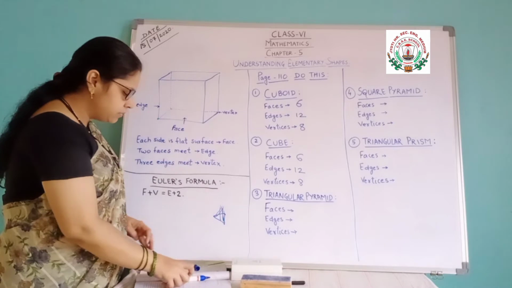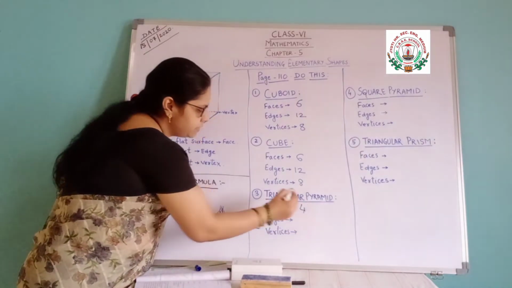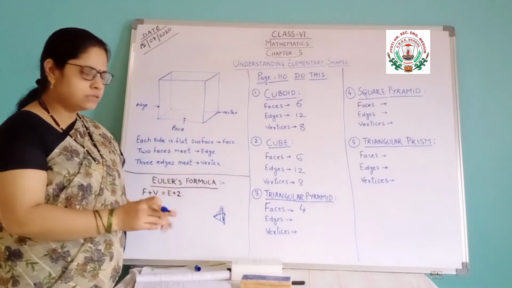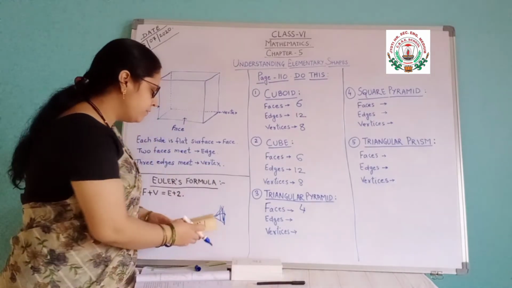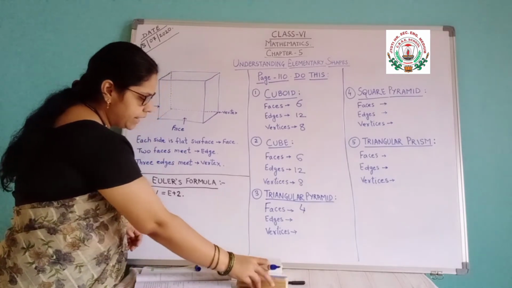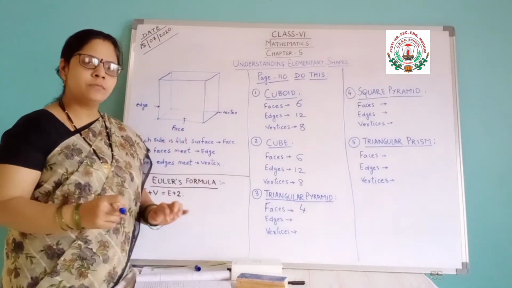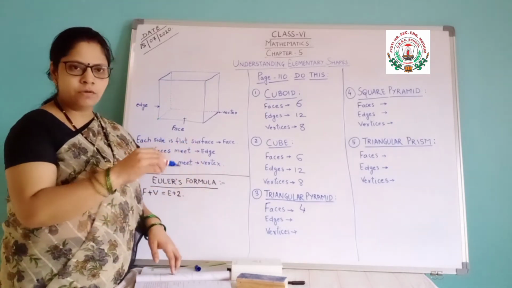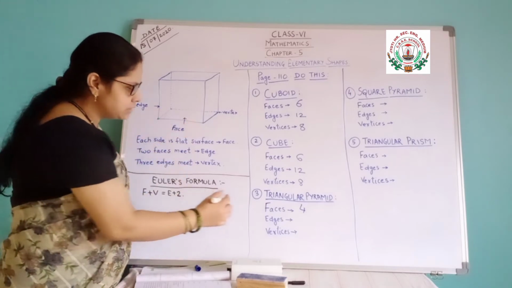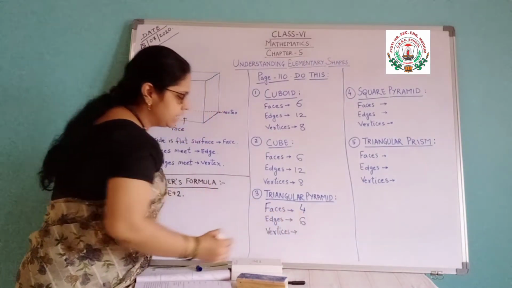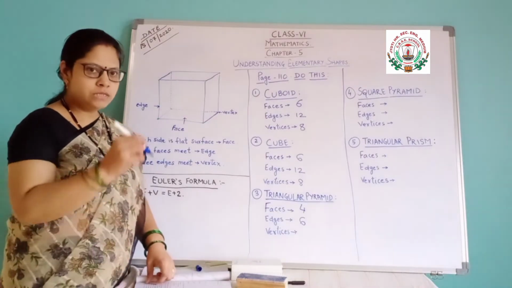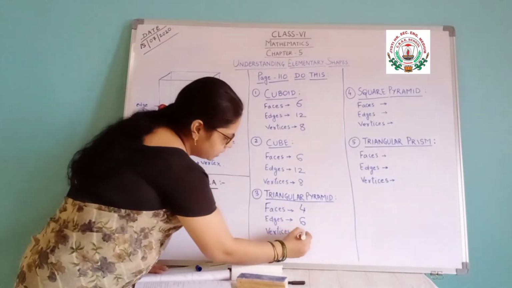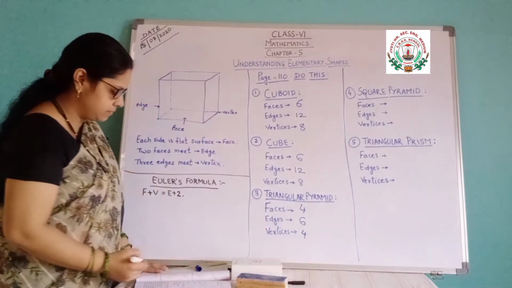So in total how many faces? 4 faces will be there: one triangle at the base, and from all the 3 sides, so total 4 faces. Now edges. Edges means the line segments from where it is folding. So from all the 3 sides of the base it will be folding, and for the 3 triangular sides folding. So total 6 edges will be there, and vertices: 1 for the top corner and 3 for the triangle. So total 4 vertices will be there.